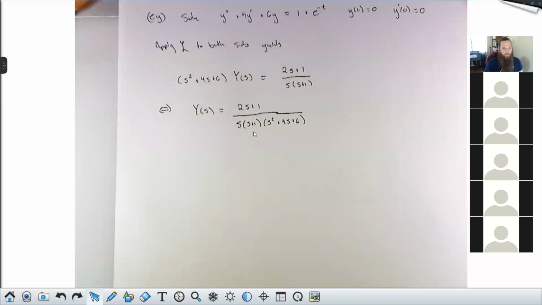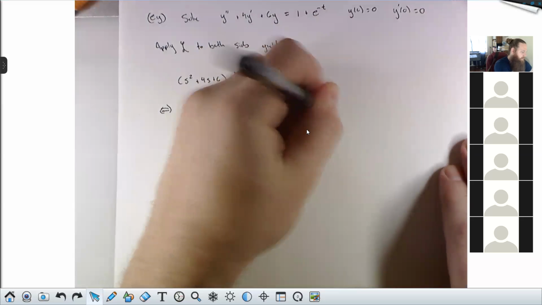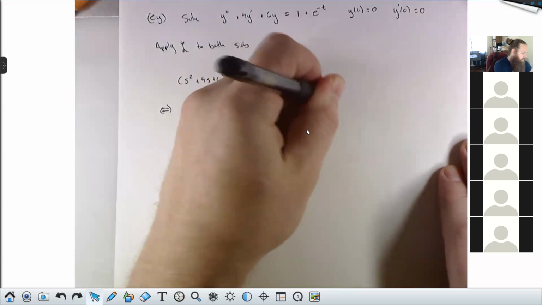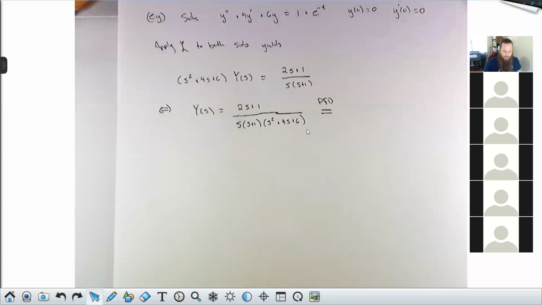And the s squared plus 4s plus 6 we've seen previously is an irreducible quadratic. So we run some PFD. And there's no getting around the PFD here. It's a little gnarly. It's going to be a 4-term PFD because the degree of the denominator is 4.